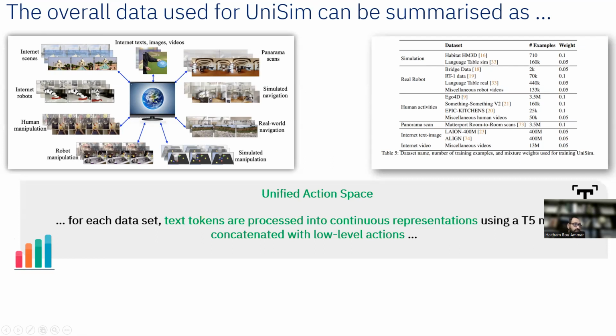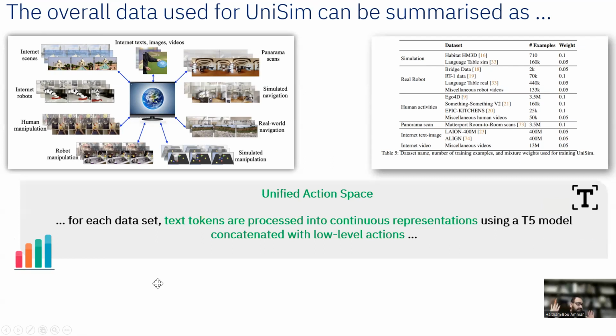And now with this, we can have a unified action space, which is really described by text, if you will. And now what they're going to do is take that action space, the action space for all of those things we said, and then take text tokens that describe the action, convert them into a continuous representation using a T5 model, and concatenate them with the low-level actions, which we transformed using this binning. And that way we have a unified action space.